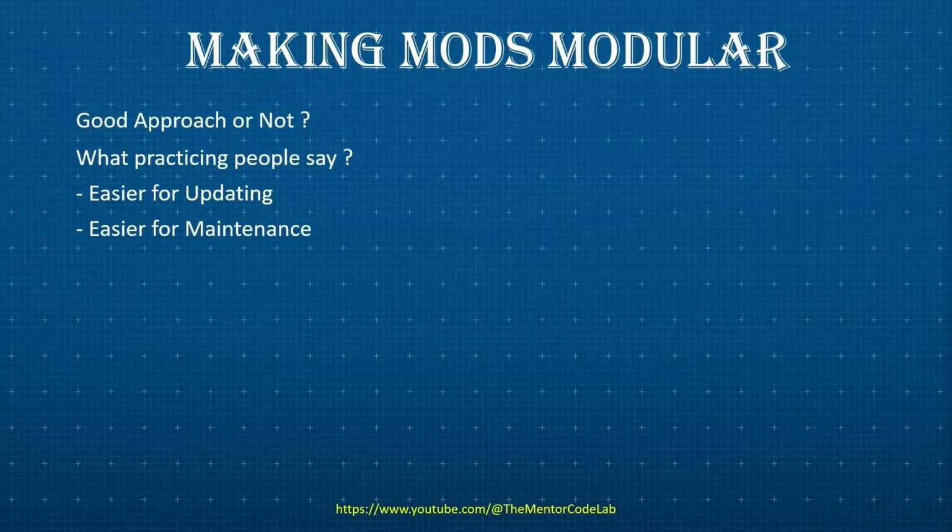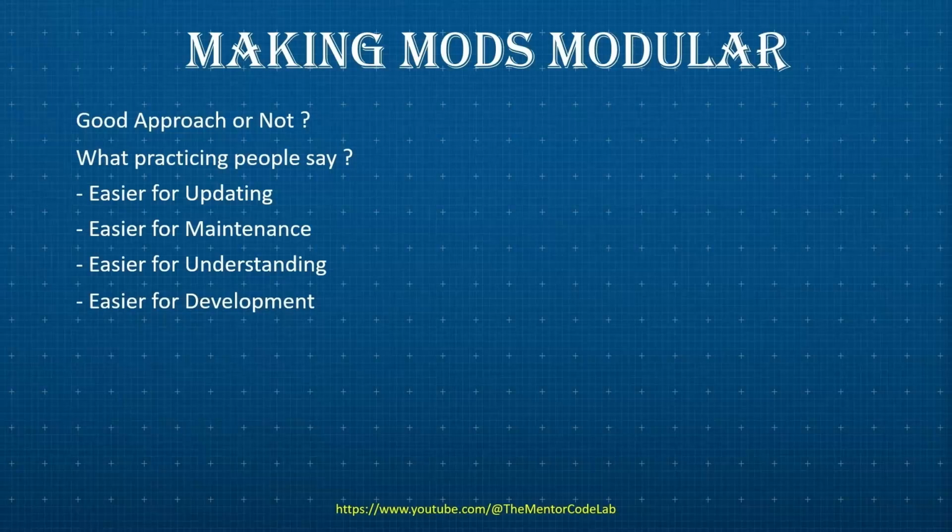Others say that it's easier for maintenance, not for updating. If we want to add some functionality or feature, we can limit our working area to some section of code, and we don't care about other sections. We may get into some error cases because of these conflicts. We will talk about these in a few minutes, so just listen. Others say that it's easier to understand the project structure and it's easier for development.